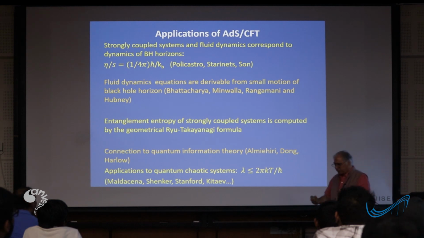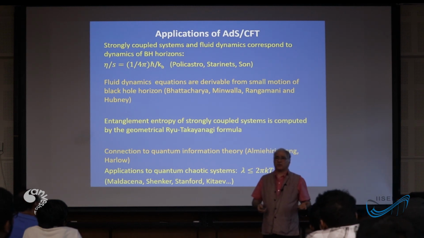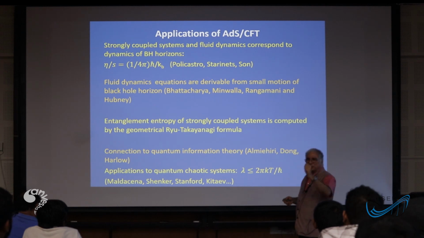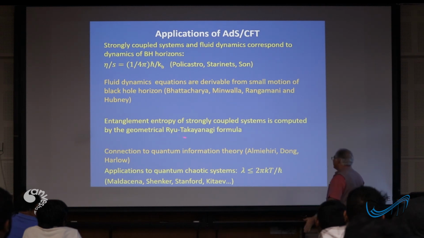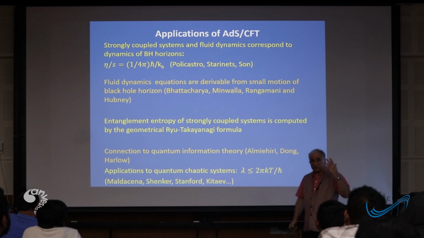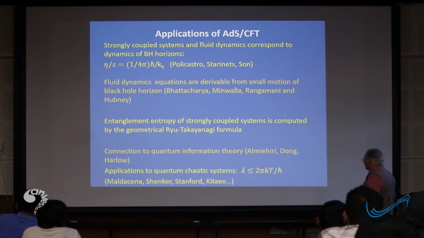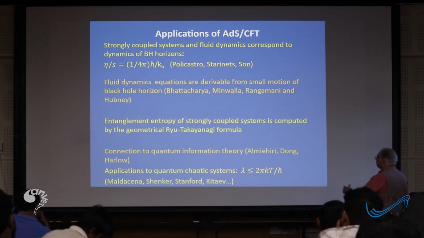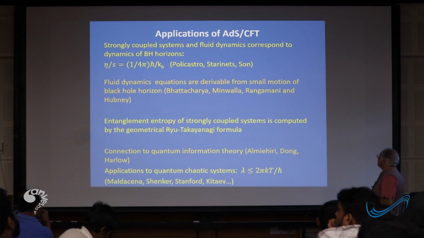And this subject got a new life using this AdS-CFT correspondence of Maldacena, so that it became a subject in geometry. I'm not going to explain all this now, but just wanted to make this point. And that is a famous formula by Ryu and Takayanagi. And then this connection to quantum information, which I mentioned. Then there are applications to quantum chaotic systems, that there are these bounds on the Lyapunov exponent in a quantum chaotic system, which can be derived using black hole physics. And very, very many interesting things are possible to do given this rather powerful formalism.